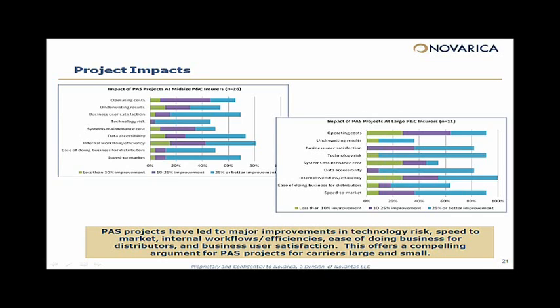It really is a very compelling argument for policy admin projects for both large and small carriers, but certainly understanding the duration and the investment that is necessary to support these projects is very critical when determining your business case. So it's great to see that there is really positive impact from these, but it certainly has to be leveraged and balanced with the other items.